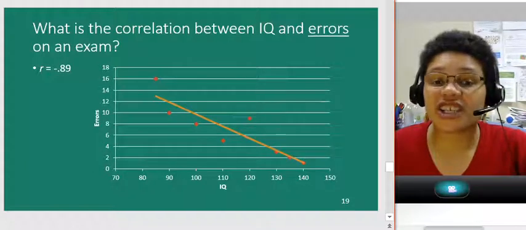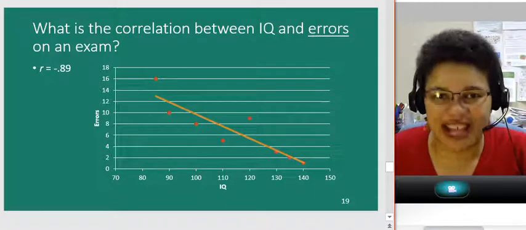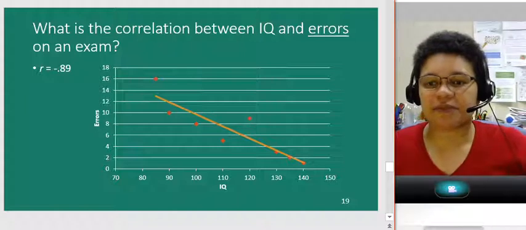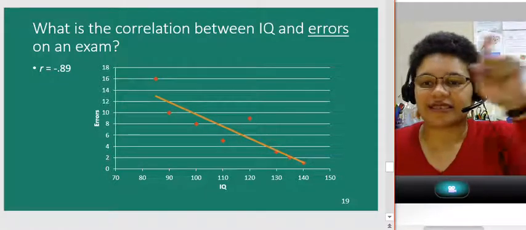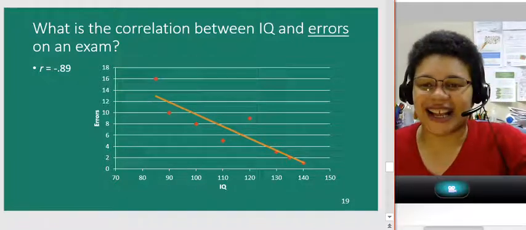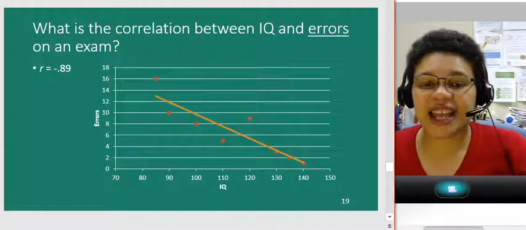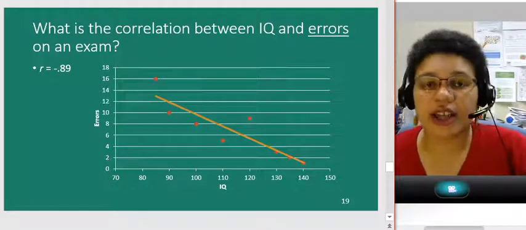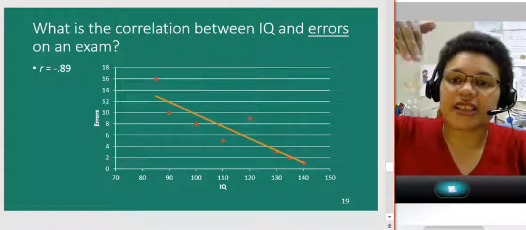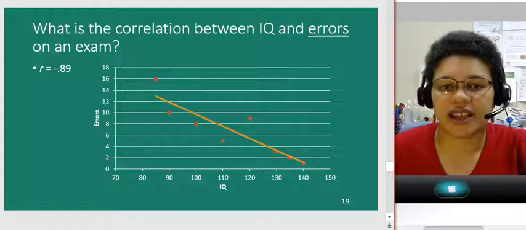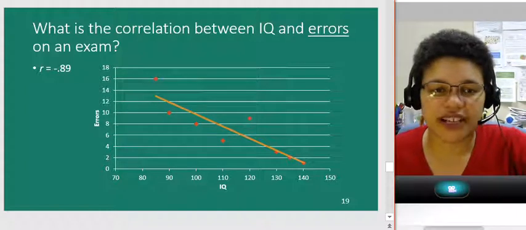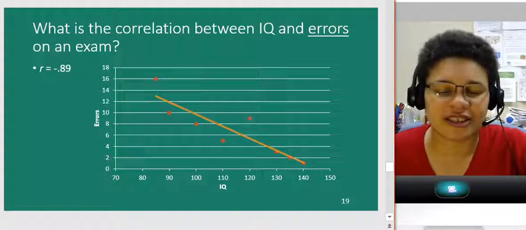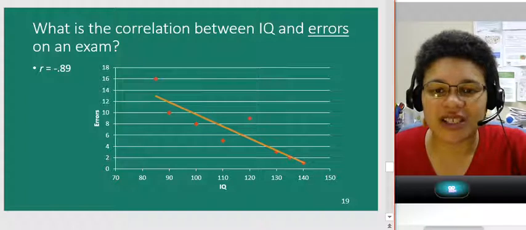How about correlation between IQ and errors on an exam? If we were to graph that, we might see the line sliding down, meaning the higher the IQ, the fewer the errors. The higher the intelligence, the fewer the errors on the exam. So that would be like maybe a correlation of -0.89 or about -0.9. Close to -1.